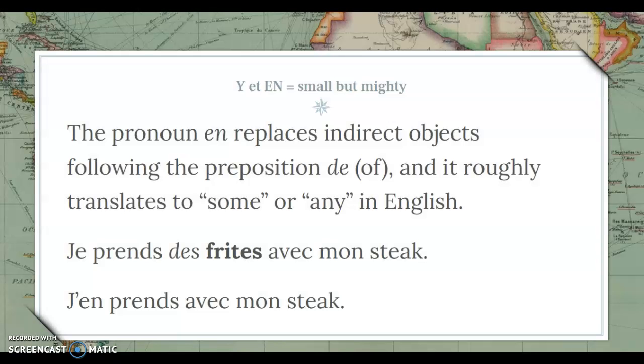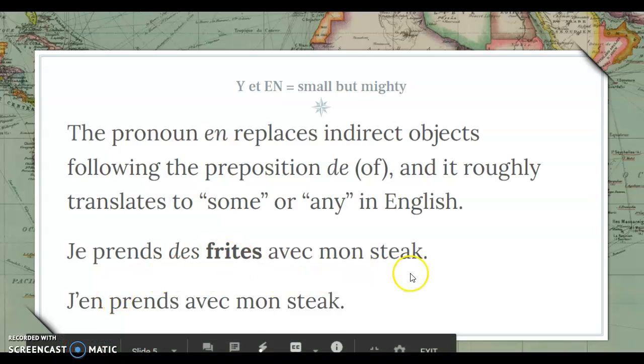The pronoun en replaces indirect objects following the preposition de, and it roughly translates to some or any in English. Je prends des frites avec mon steak. Frites is our indirect object following the preposition de, and now I can replace it with en. J'en prends avec mon steak. I take some with my steak.